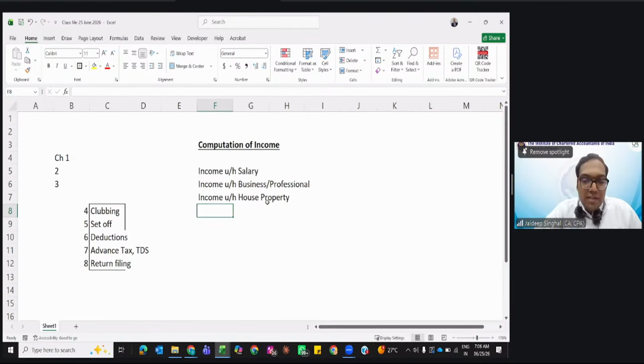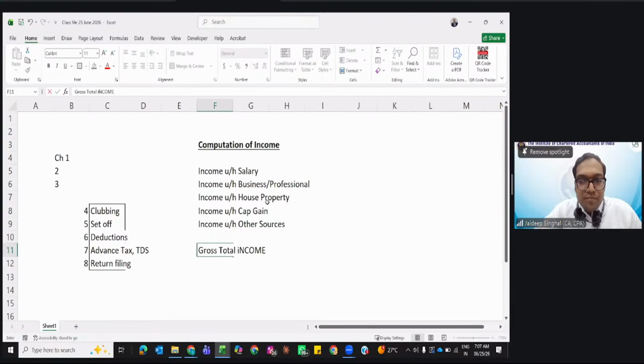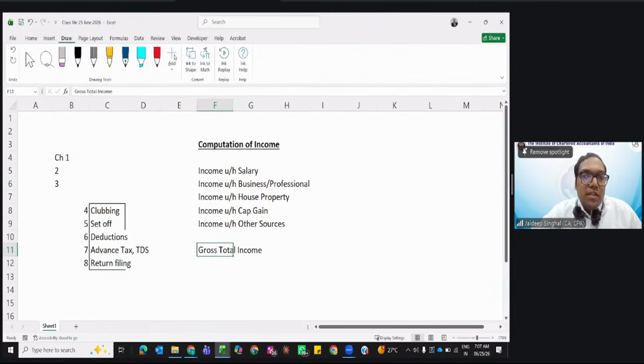And then income under the head capital gains, and income under the head other sources. So you have discussed all these 5 heads. Once we calculate income under these heads, this is known as gross total income. Right? Now, there are 2 provisions. Still, you have only studied the income under the 5 heads.